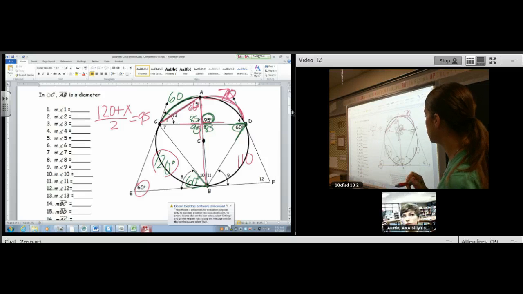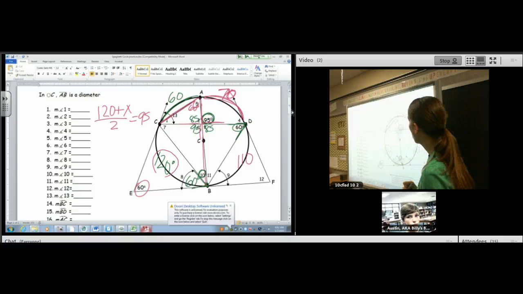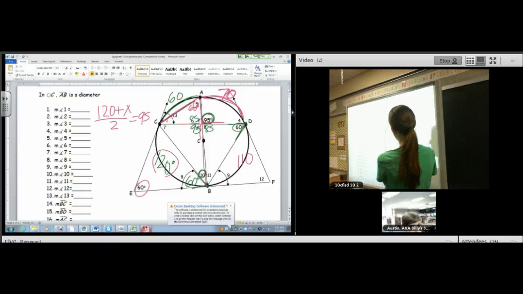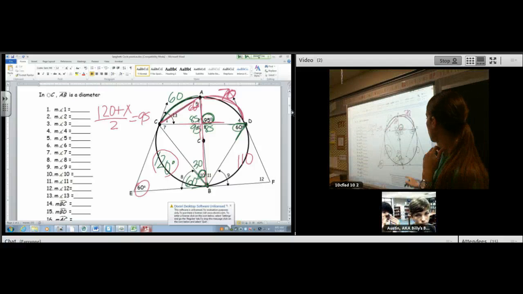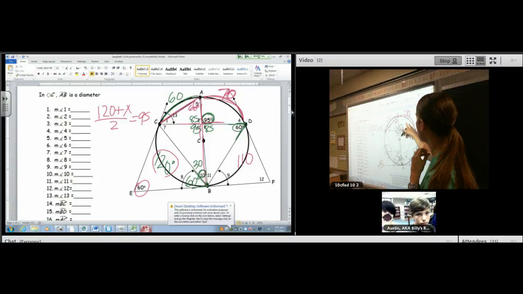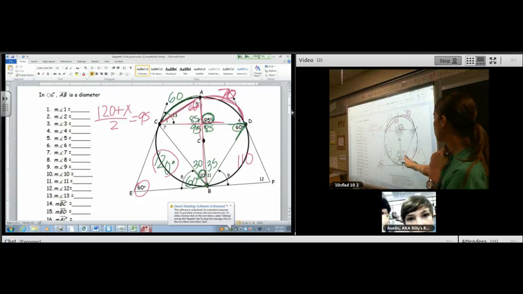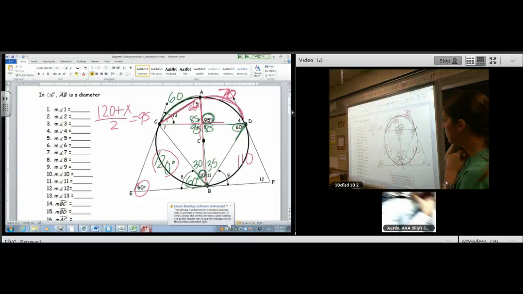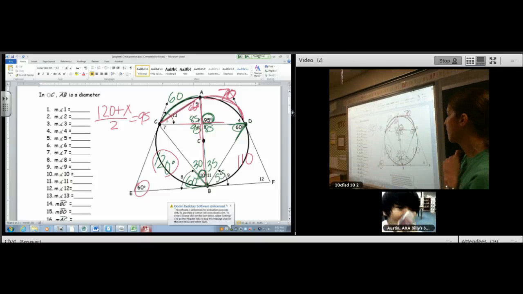Let's take one angle at a time. Angle 10. What arc is it opening up to? You follow it with your fingers. It's opening up to 60, so I take 60 and divide it by 2. Angle 11. What is it opening up to? 70. 70 divided by 2 is 35. Angle 9, what is it opening up to? 110. 110 divided by 2, 55.